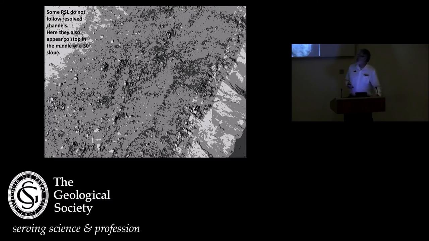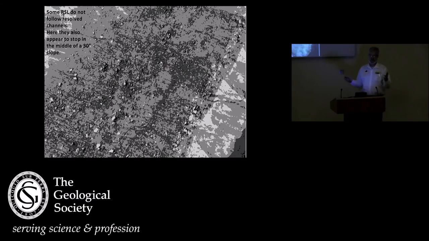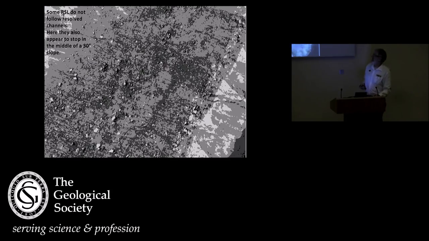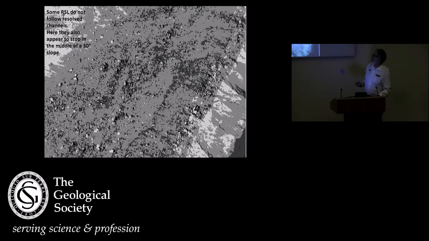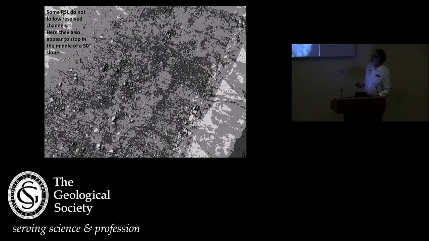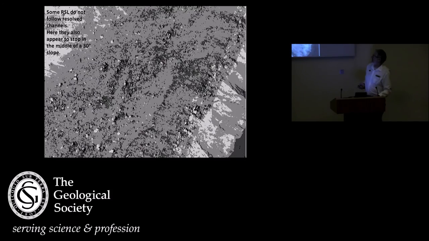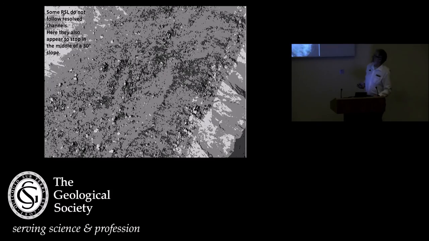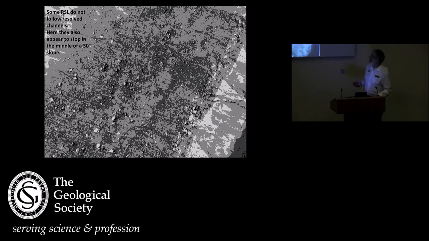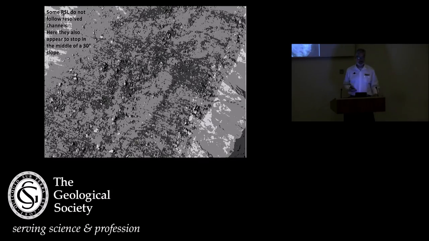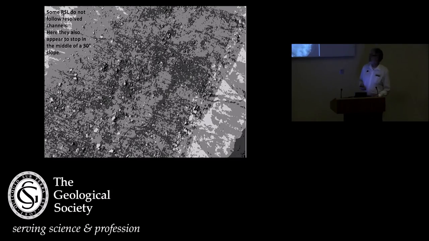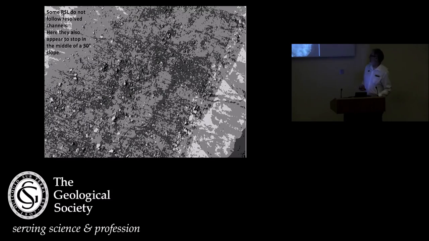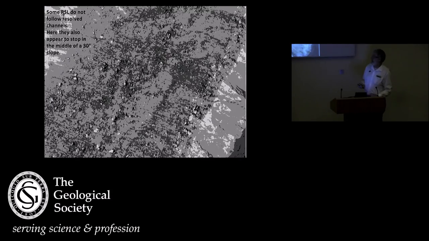Now, there are also some RSL that don't have resolved channels, at least, such as this site. This is Corozal Crater in the mid-latitudes. Maybe there are small channels in here that we just can't resolve. Another thing about this site is that these RSL appear to stop. This is greatly sped up, by the way. These appear to stop in the middle of a 30-degree slope. So this gives the impression that the length of these things is volume limited. And that may be true here, but not other places, as I'll show you.